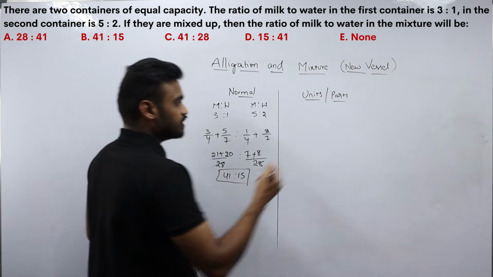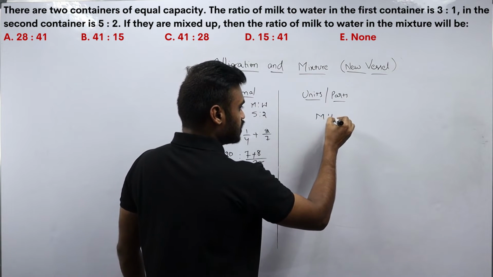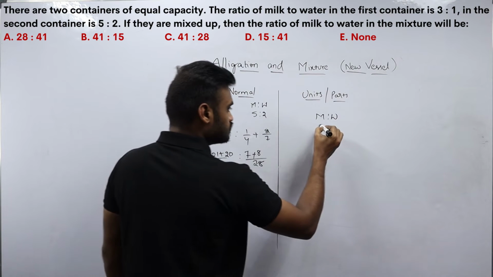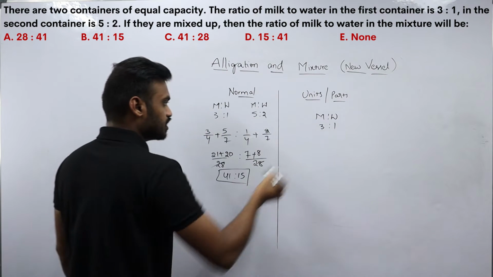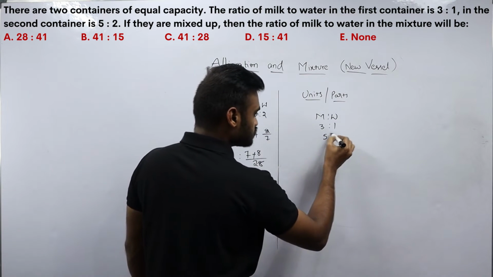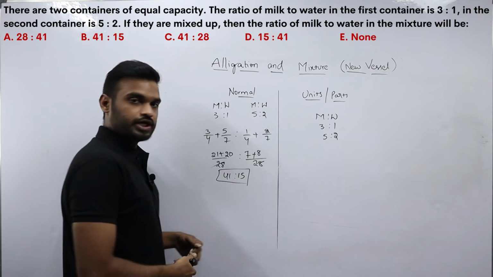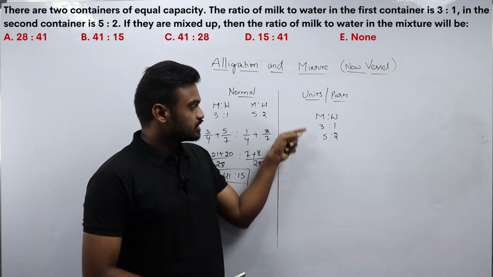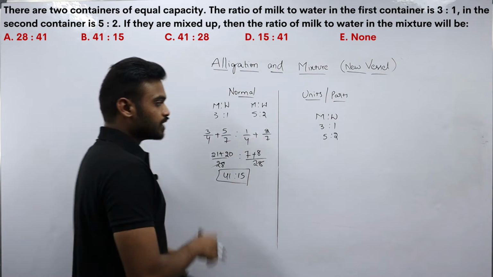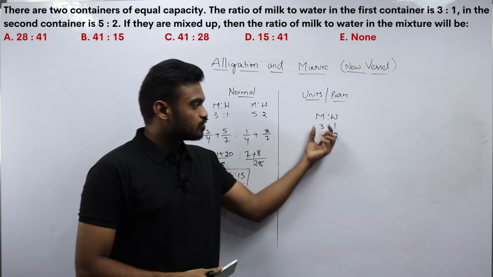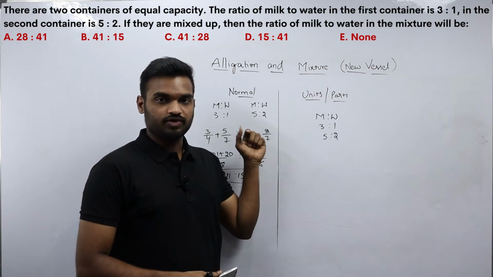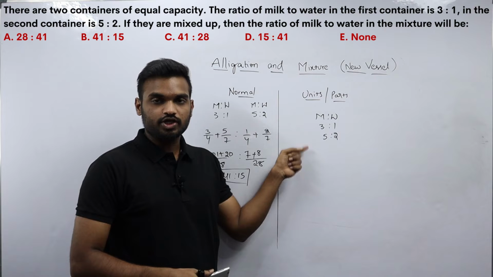See here, in the first vessel, the milk and water ratio is 3:1. And in the second vessel, the milk and water ratio is 5:2. Now we need to find the total number of parts in the first and second vessel. I have already told you we can add the ratios only if the total parts are equal. If the parts are not equal, we need to equate them.